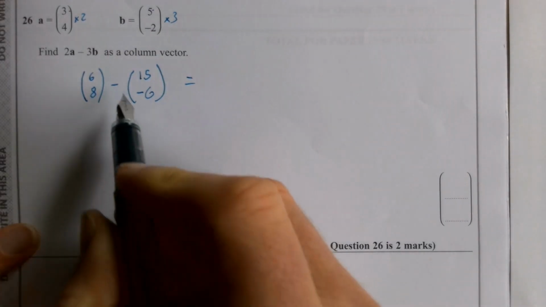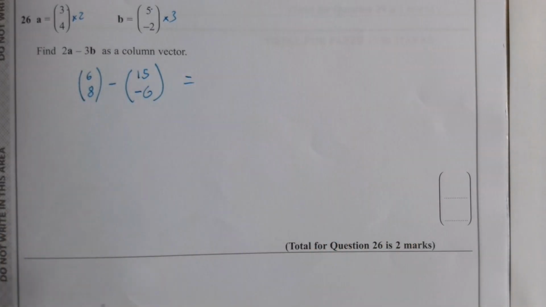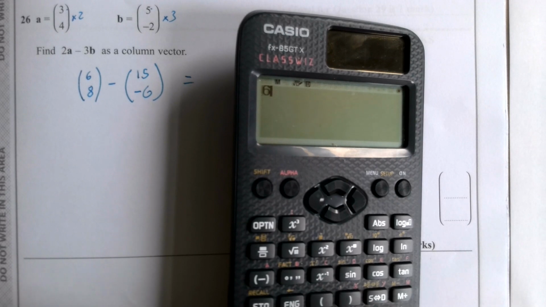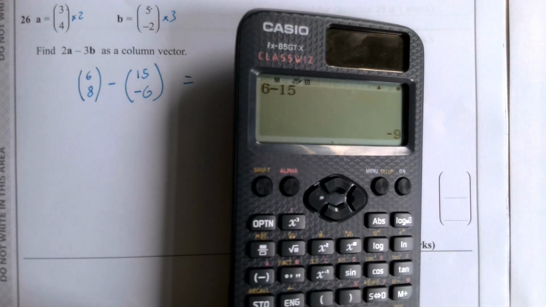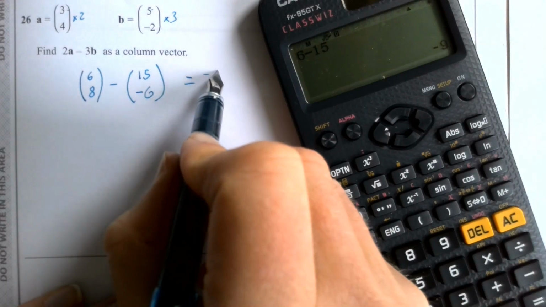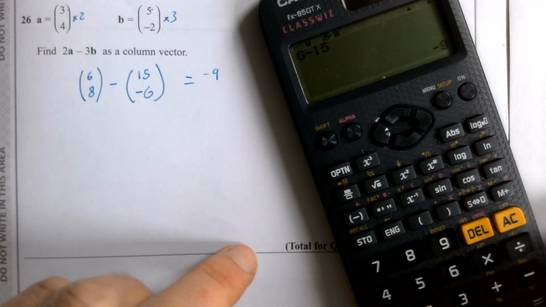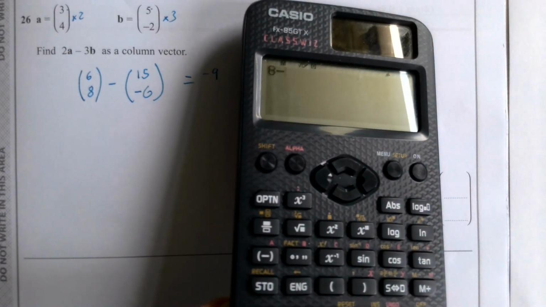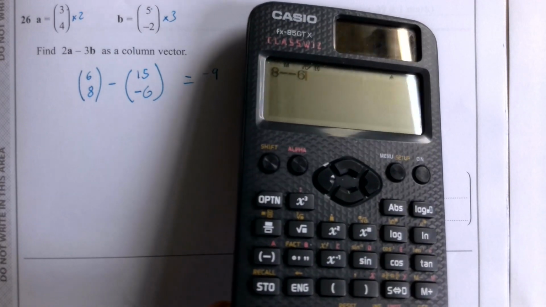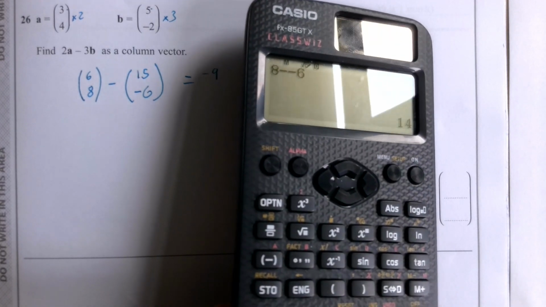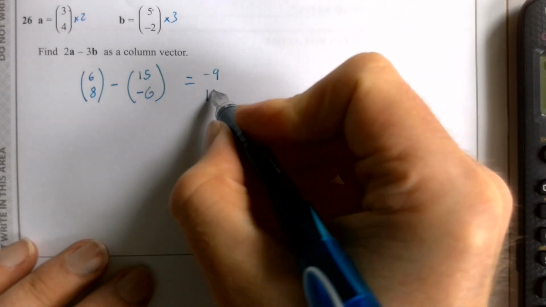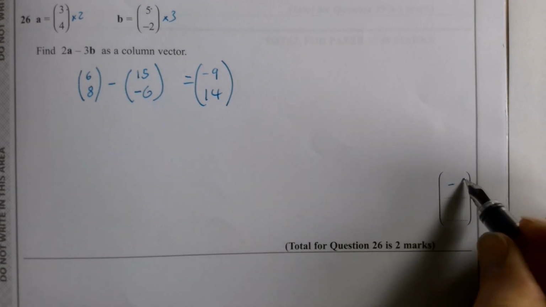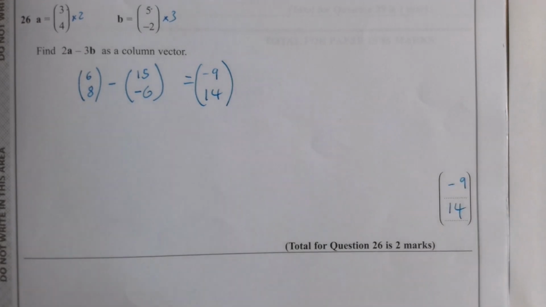Now I want to do 6 take 15. Now if you're confused about your negatives, just get the calculator out. You don't have to be tested on whether you can do that as long as you use your calculator. Oh, that gives me negative 9. And then 8 take negative 6 is actually the same as adding. But if you can't remember that, just do 8 take negative 6. And it tells you 14. It will sort that stuff out for you, or any problems you have with that. So that is our final answer. Negative 9, 14.